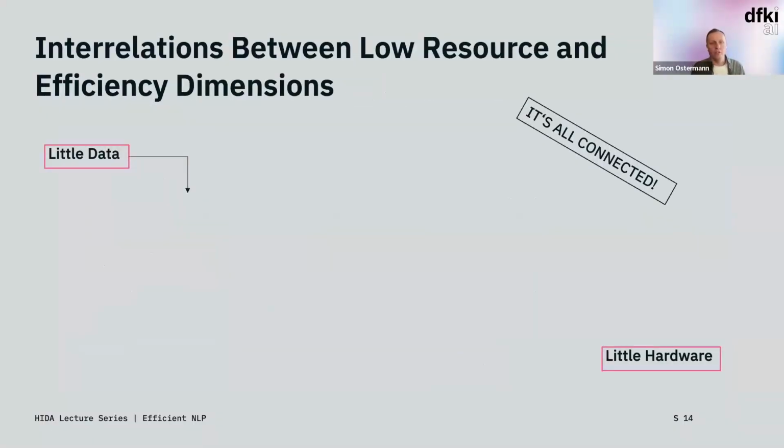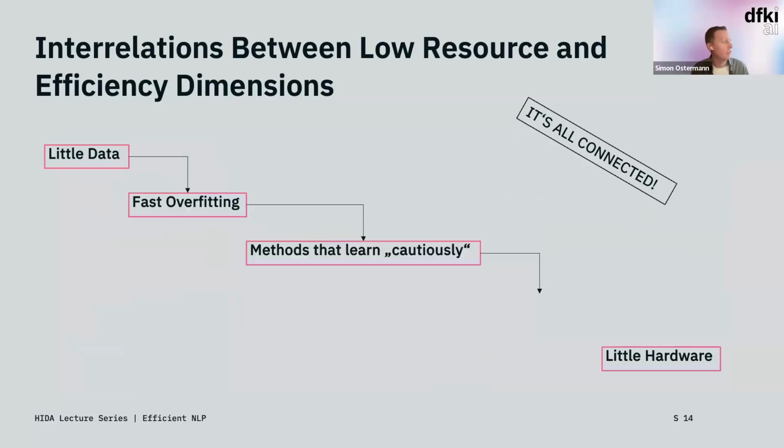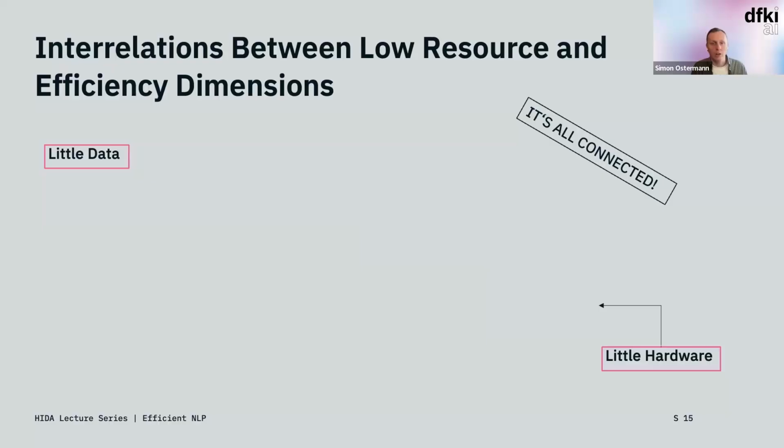It's all connected, right? So if you have little data and little hardware, there is strong interrelation between these two scenarios. For example, if you have little data, that means that a model that I have overfits very, very fast. If I have very few data and I throw these at a very large model, or at any model, it tends to overfit, which means that I need methods that learn more cautiously and not with a brute force approach, which are typically smaller models, right? And smaller models mean I need less hardware. So there's a connection between having few data and little hardware, but it also goes in the other direction, right?